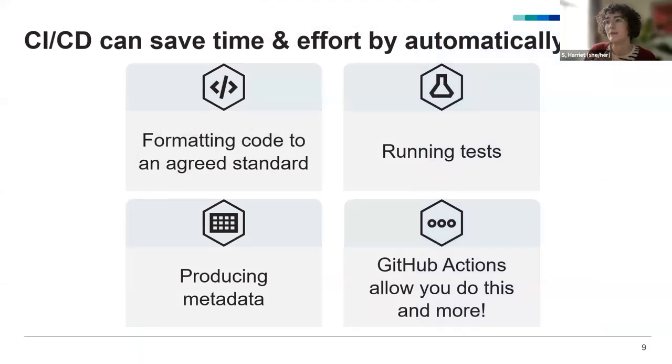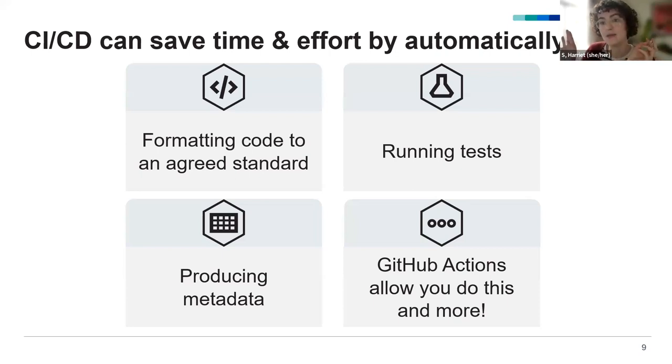So as I touched on, formatting code to an agreed standard is something that CI/CD can be really, really helpful with. You can set up automatic linting. Linting is a bit like a spell and grammar checker, but for code, in that it checks your code for basic programming errors. For those of you who are familiar with Python, white spaces are real problems if you've accidentally left a space where you shouldn't have, as well as stylistic errors. Some of you will be very familiar with using single apostrophes to mark that something is a string.